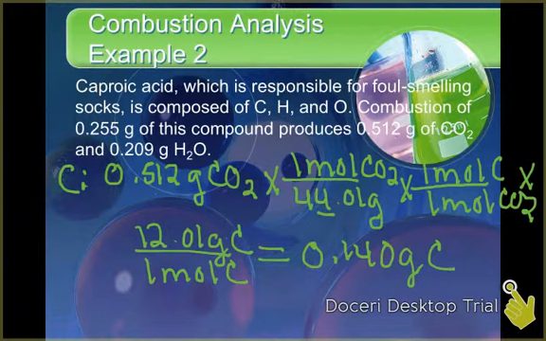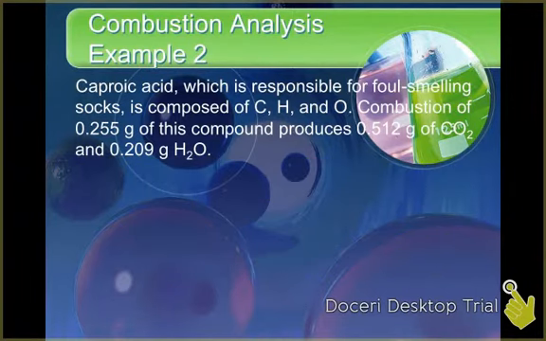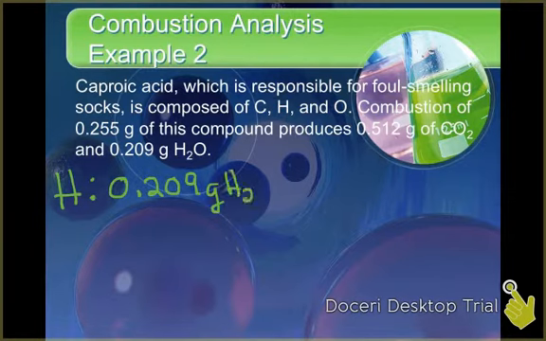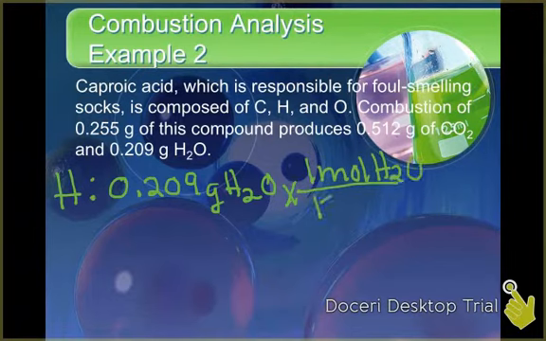Now we need to figure out how much hydrogen we have. To do that, we're going to do the exact same thing. It told us how much water we ended up with, and since all of our hydrogen was converted into water, conservation of mass, it should be the same. So if we take 0.209 grams of water, we first have to convert it to moles. So 1 mole of water has a mass of 18.02 grams. Okay, but we don't want moles of water, we want moles of hydrogen.